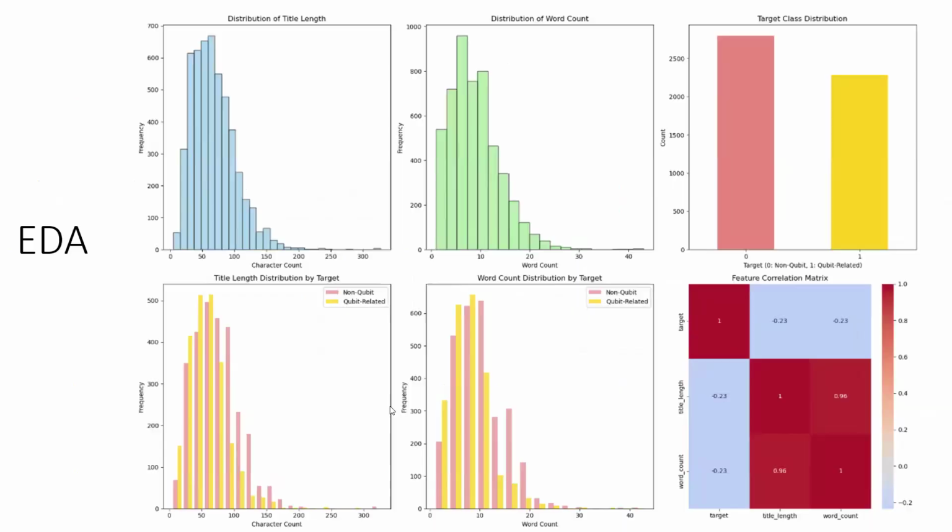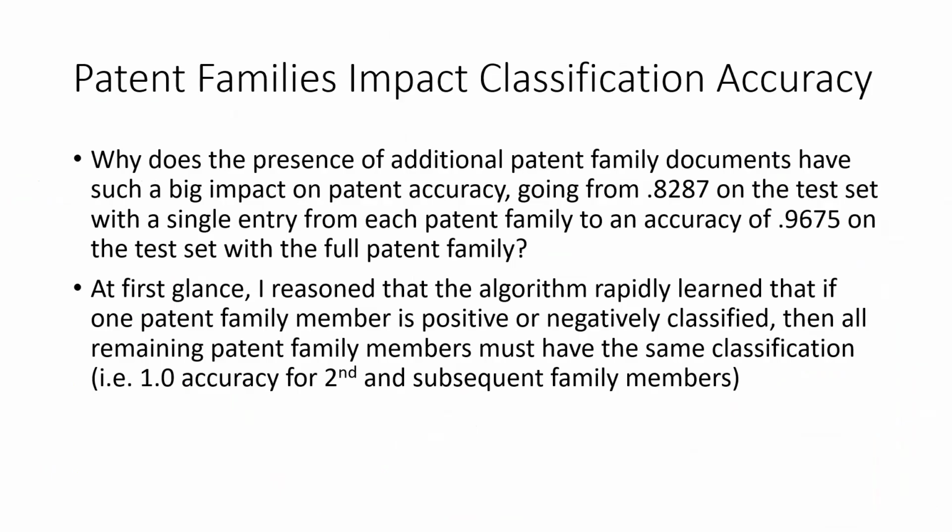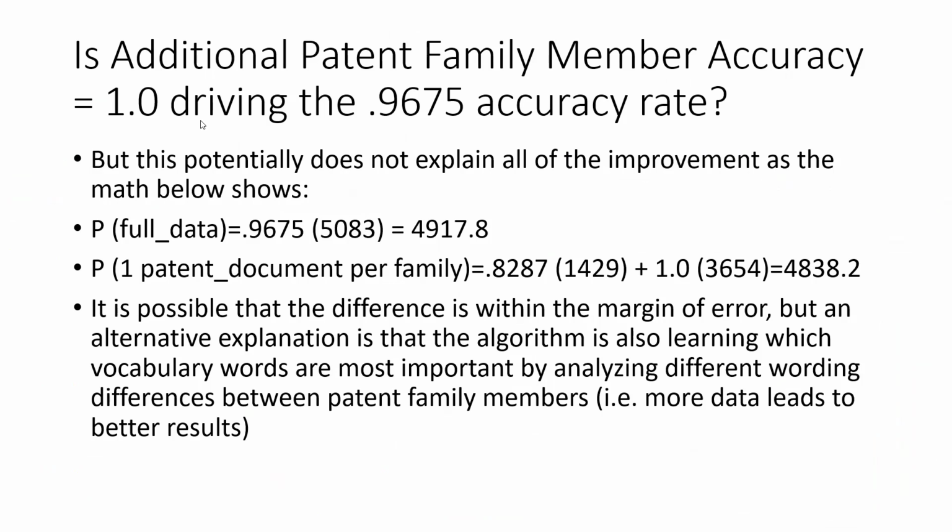So it could be that what I've got going on here is leakage between additional patent members. It also could be there's a lot of learning going on by having the full data set. And I'm not entirely sure, and it would require more investigation to determine exactly what's going on and what's driving my very high accuracy rate of 96.75.